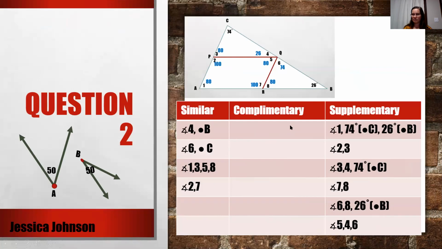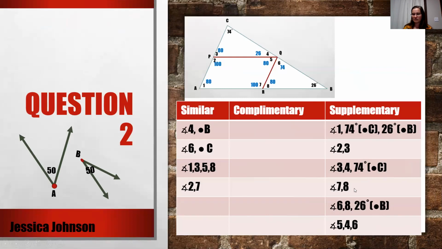Again, we didn't have any complementary angles because we didn't have any that summed to 90 degrees. But we did have several supplementary angles. Angle 1 was supplementary to 74 degrees at point C and point B at 26 degrees because when summed together, they equal 180 degrees.